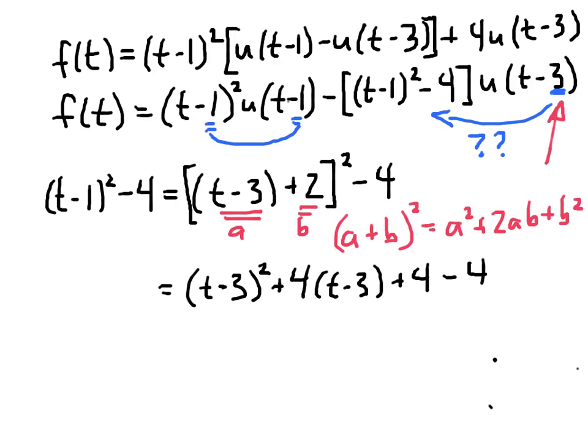We have t minus 3 squared, that's the a squared term. Here there's a 4 because b has the value 2, so a times b is 2 times t minus 3, and then we double that to get 4 times t minus 3. And then b squared is 4, and then we still have the negative 4 sitting there. So the 4 and the negative 4 cancel each other. And so what we're left with is t minus 3 squared plus 4 times t minus 3. So let's transfer that back into our function f and see what it looks like now.